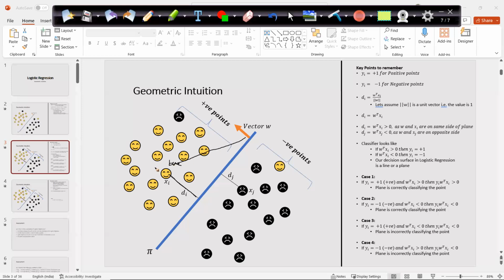because this is the angle it is making, which is theta, which is cos theta. And when theta is less than 90 degrees, cos theta is a positive value. And for example, for this point here, the angle is more than 90 degrees, so it's a negative value. So if I want to find the distance of this point from the plane, this distance will always be positive. And if I want to find the distance of this point from the plane, this distance will always be negative.